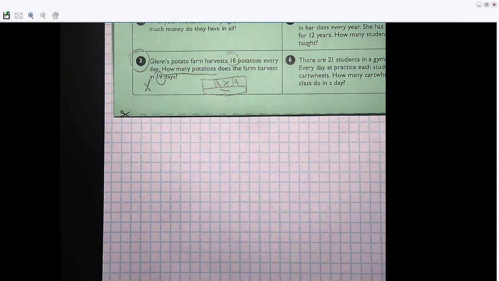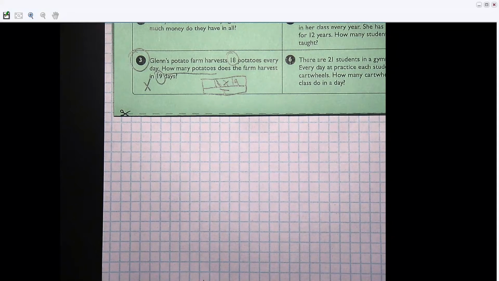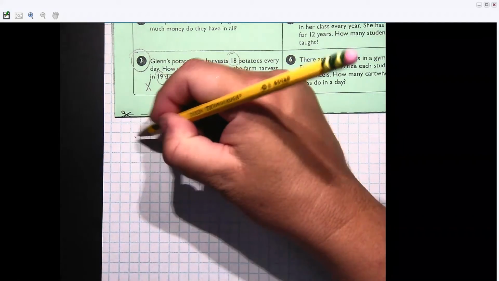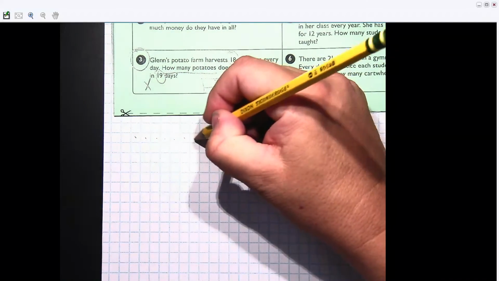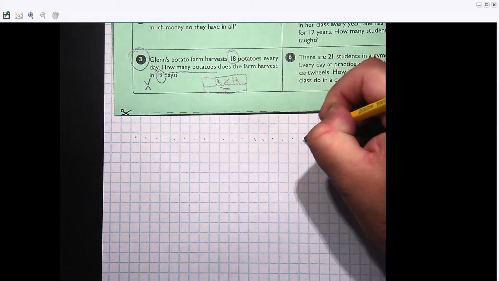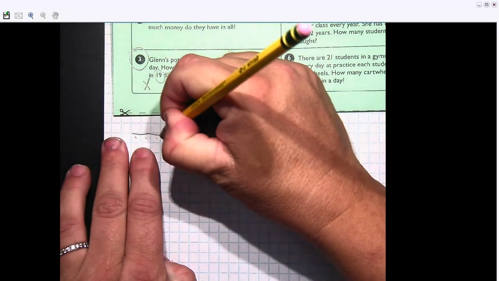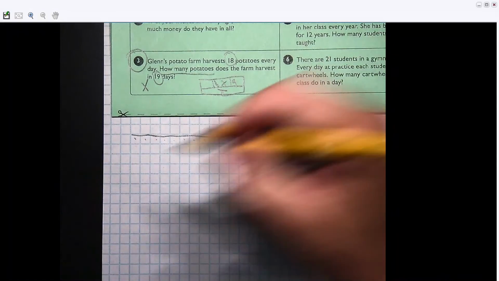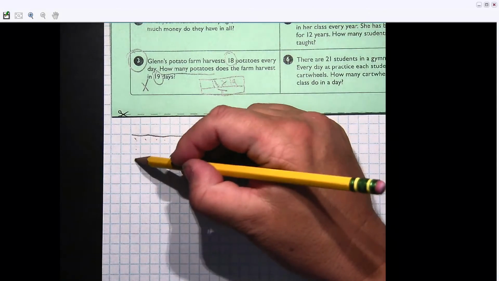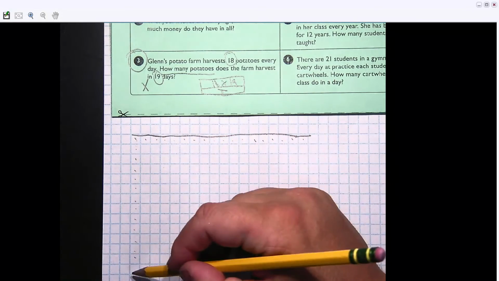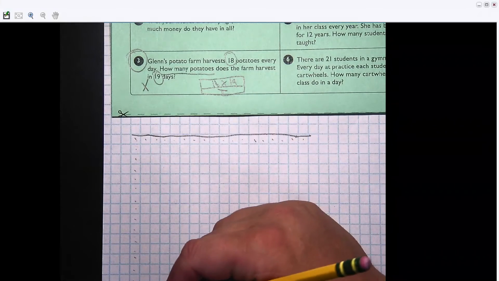The area model is actually really geometry because it's length times width, and that's why we're drawing what we're drawing. So I'm going to count 18 blocks. 1, 2, 3, 4, 5, 6, 7, 8, 9, 10, 11, 12, 13, 14, 15, 16, 17, 18. And I'm going to draw my line, and then I'm going to draw 19. 1, 2, 3, 4, 5, 6, 7, 8, 9, 10, 11, 12, 13, 14, 15, 16, 17, 18, 19.